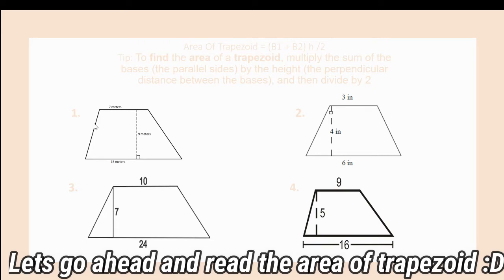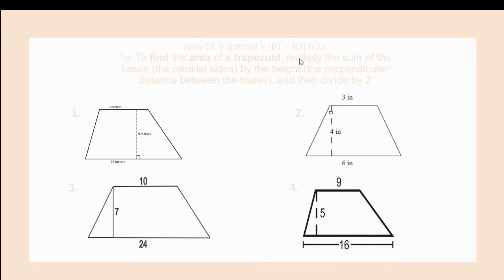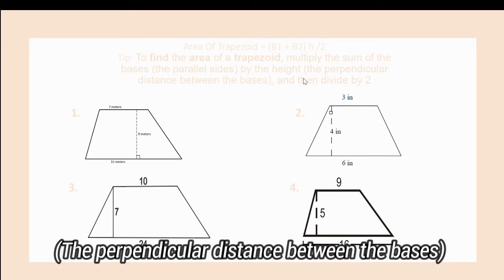The area of a trapezoid is base 1 plus base 2, multiplied by the height, and then finally divided by 2. So now let's go ahead and read the tip. To find the area of a trapezoid, multiply the sum of the bases, the parallel sides, by the height, the perpendicular distance between the bases, and then finally divide by 2.